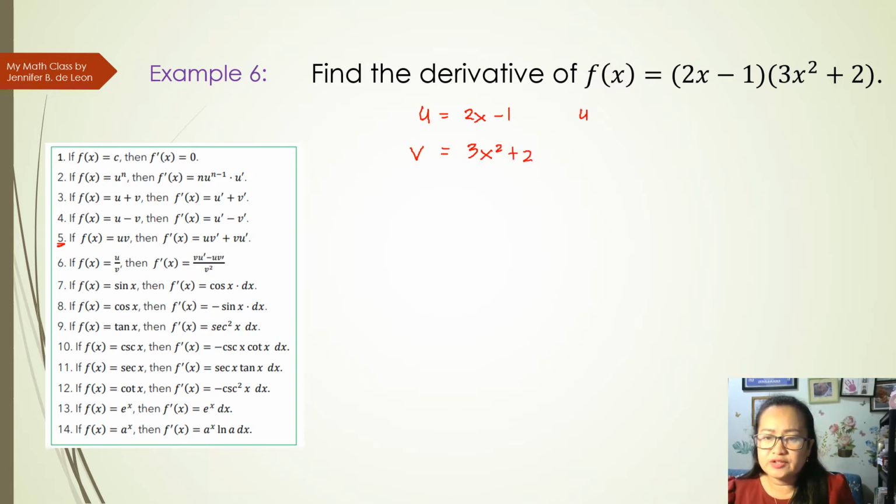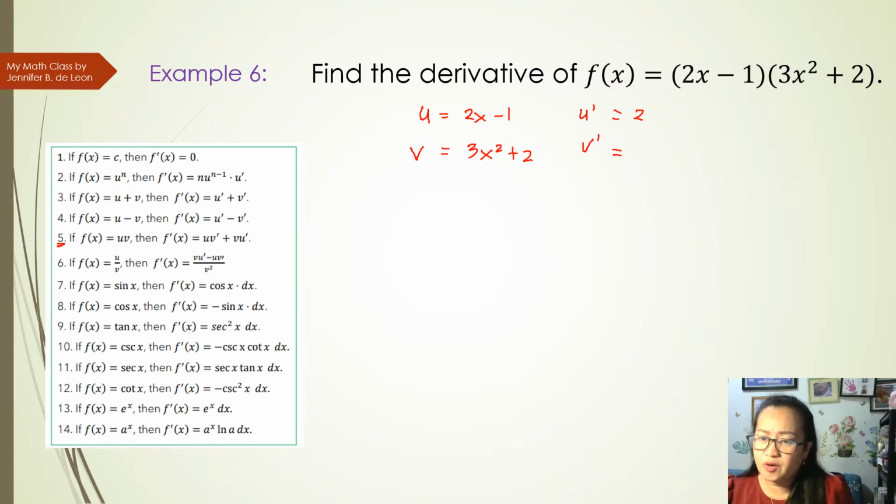Now to get the derivative of u and v, all we have to do is multiply the exponent by the numerical coefficient. So 1 times 2, that is 2. And we deduct by 1 degree. So since this is on the first degree, then we will have 0 degree. Now any non-zero number raised to 0 is equal to 1. So simply u prime is equal to 2.